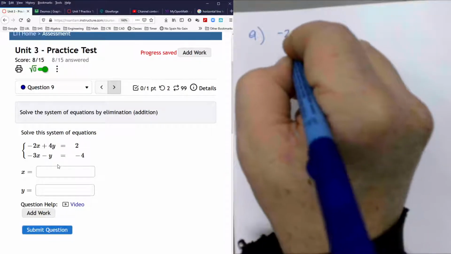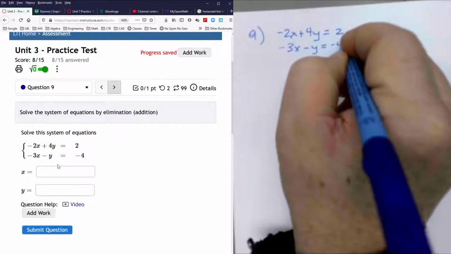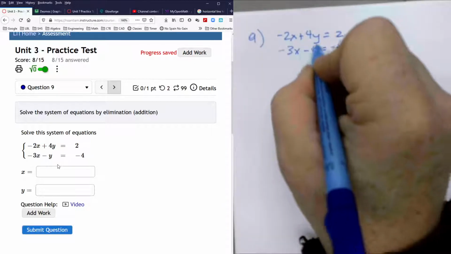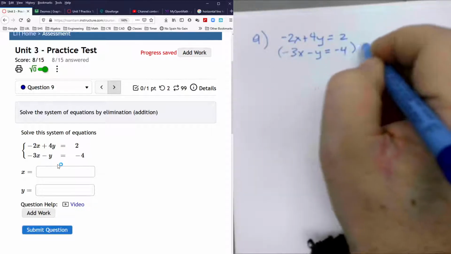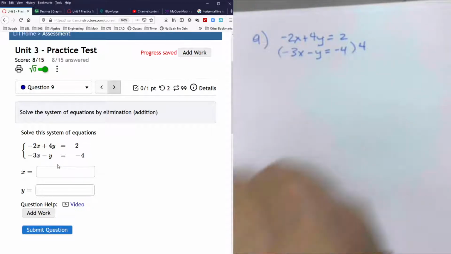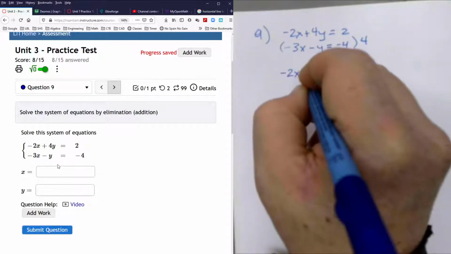And we've got negative 3x minus y is equal to negative 4. So I want to turn this into a negative 4, right? Turn that y into a negative 4y. So I'm going to multiply everything by 4. So my first equation is going to stay the same.